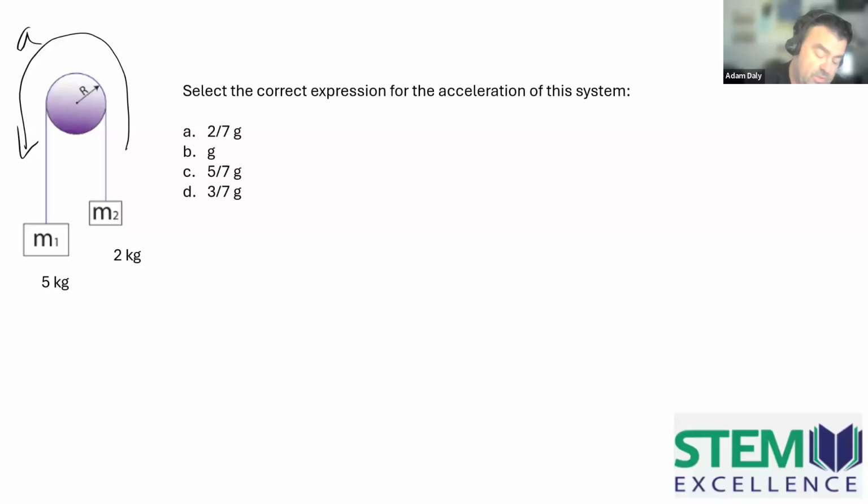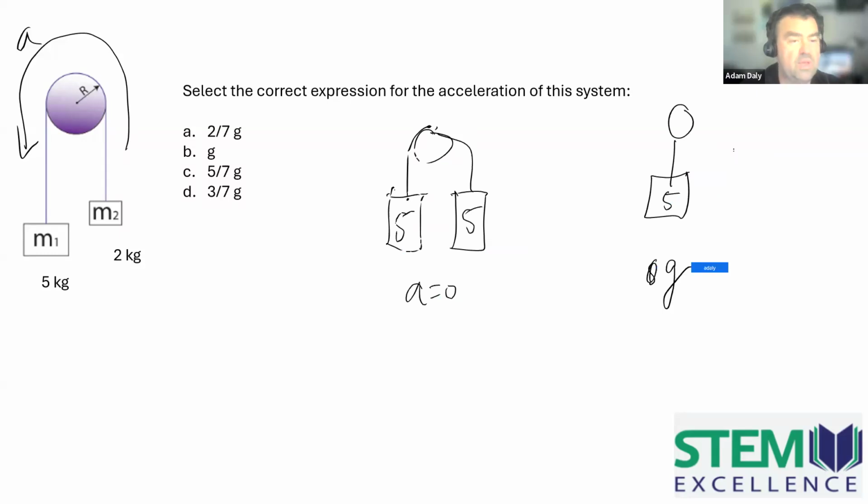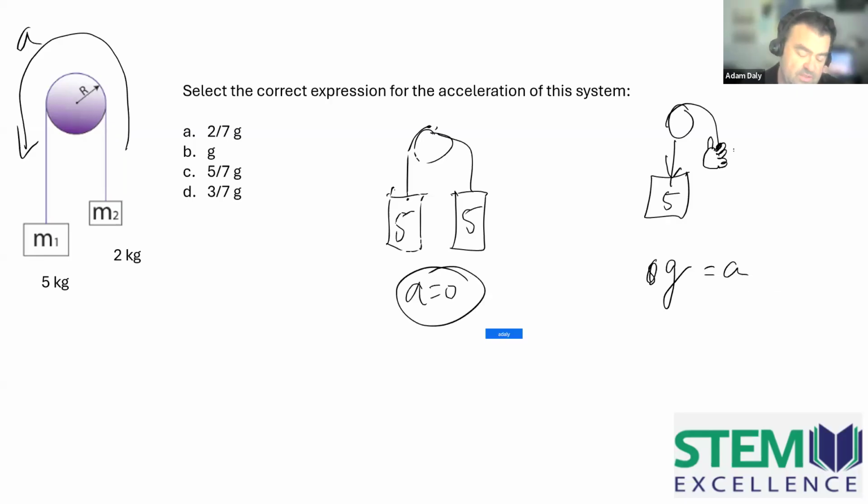What's good to do in this problem is just look at the extremes. 5 and 5, no acceleration. G. Okay, so if there's no mass over here, you're just holding this with your hand, and you let it go, we know that's going to come down. The acceleration equals G. If you put equal masses, then the acceleration is 0.